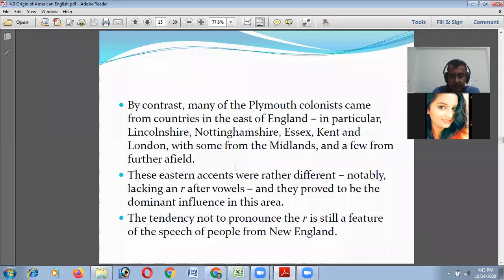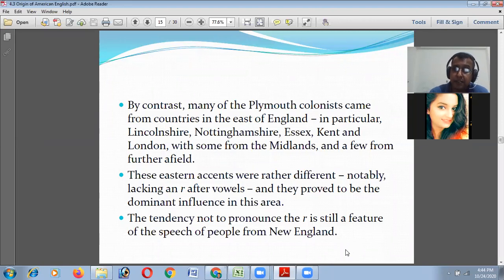So here in this area, especially in the Plymouth area, among the colonists, we see R is almost nil in their pronunciation. The tendency not to pronounce the R is still a feature of the speech of the people from New England. So in American English, in a broad sense, we see R will be pronounced. But in the case of New England, in the USA, Massachusetts, we see that R will not be pronounced within American English.